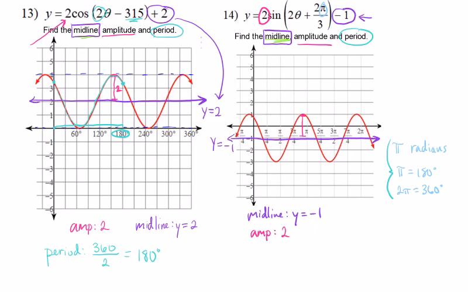And then now for the period. Normally we would do 360 divided by that number right there, but instead of 360, now we're going to do 2 pi, because that's what equals 360. So we'll do 2 pi divided by 2, and that equals pi. And so that's our period, pi radians. You can just put pi, you don't have to put radians, because when you see pi, it basically implies radians with trigonometry.